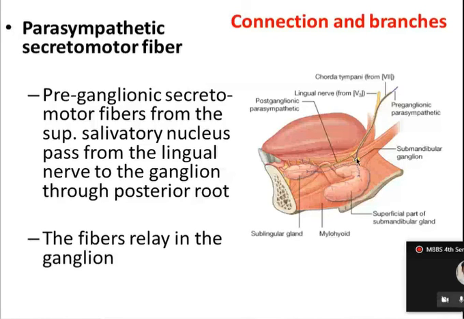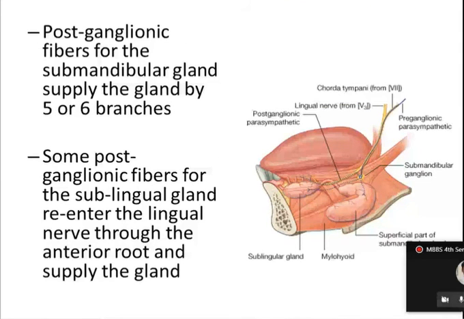So here we can appreciate the dot-like structures which are supplying the submandibular salivary gland and the sublingual salivary gland for the secretion. The secretomotor fibers pass via this. So some postganglionic fibers for the sublingual gland re-enter the lingual nerve through the anterior root and supply the gland. So the fibers can directly go to the submandibular salivary gland, and some of the fibers pass through the anterior root and go anteriorly and supply the sublingual salivary gland.